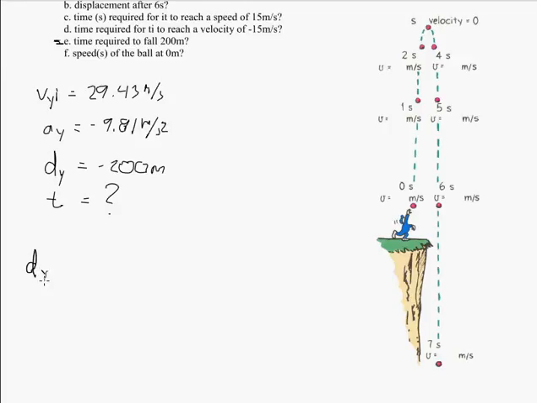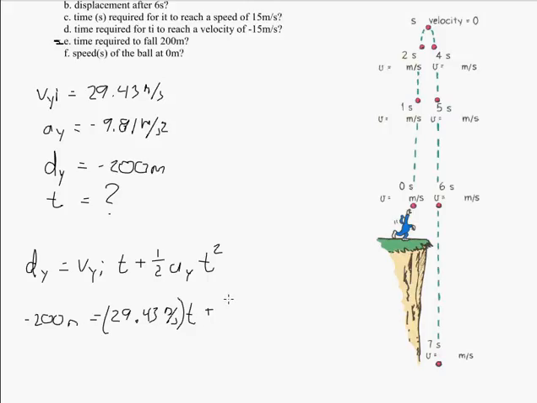Now we see these four variables again, and hopefully you guys are pretty familiar with the couple formulas you have. You don't have that many, guys. dy equals vyi t plus 1/2 ay t squared. Okay, I promise to try to stop hiccuping. Negative 200 meters equals 29.43 meters per second, and I'm going to put the parentheses around this, and this is your time, and that is plus, and I'm just going to do the 1/2 already, because when you multiply negative 9.81 by 1/2, you'll get a negative 4.905 meters per second squared, t squared.